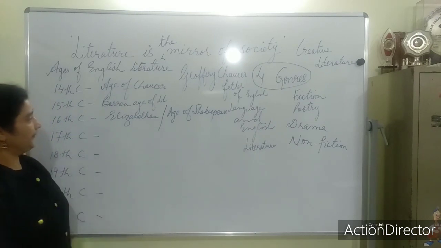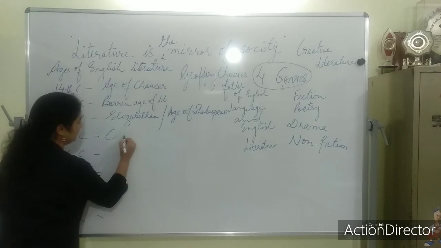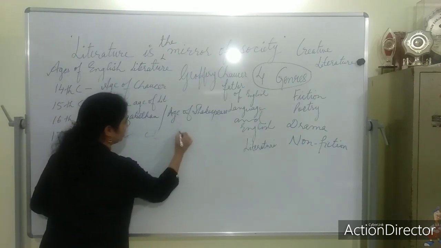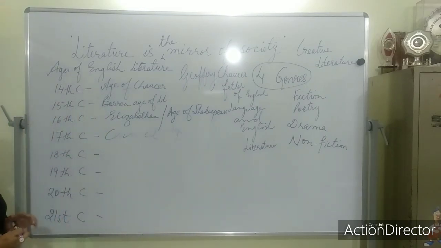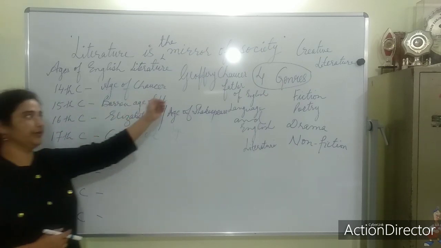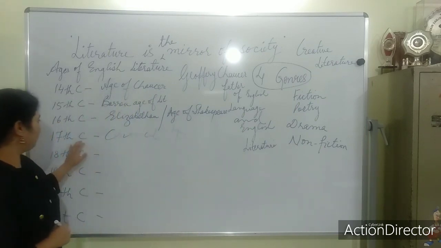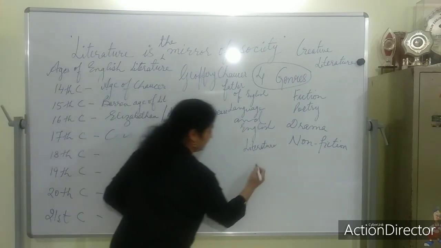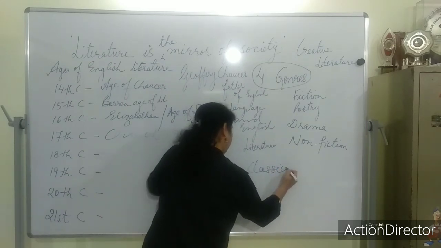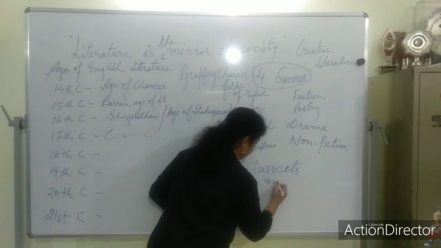After the age of Shakespeare came the 17th century, which was known as the classical age of literature. Why classical age? Because here the writers, whether they were writing novels, poetry or drama, followed the classicists. Classicists हम किनको बोलते हैं? Classicists are the ancient Greek writers.